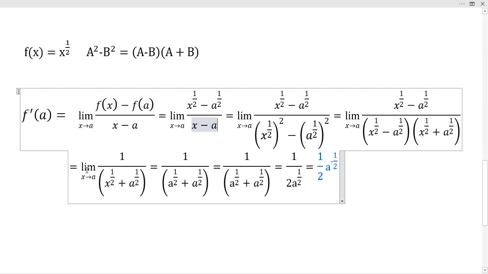Notice that the limit did disappear on this step. You see, this still is a limit statement. But once we took the limit, that is, replaced x with a, this is what we got. All right, so again, this is here for you to look at on the video.